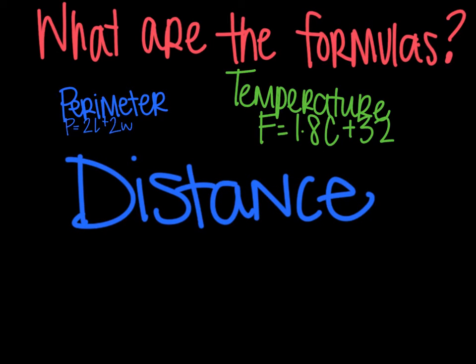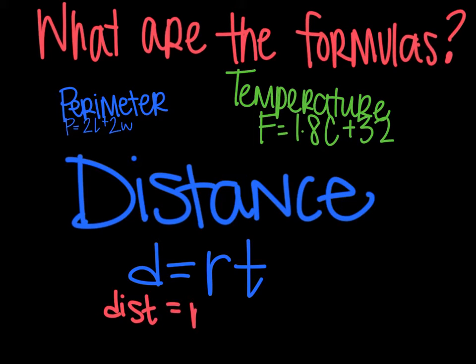And the last one is distance. When you're using distance and time, the formula is D equals R times T. The D stands for distance. The R stands for rate. And the T stands for time. So make sure you get that down. Those are probably fairly new and you need to know what those letters stand for.